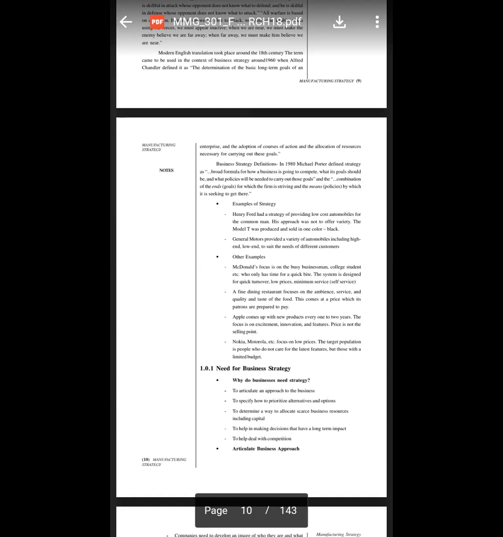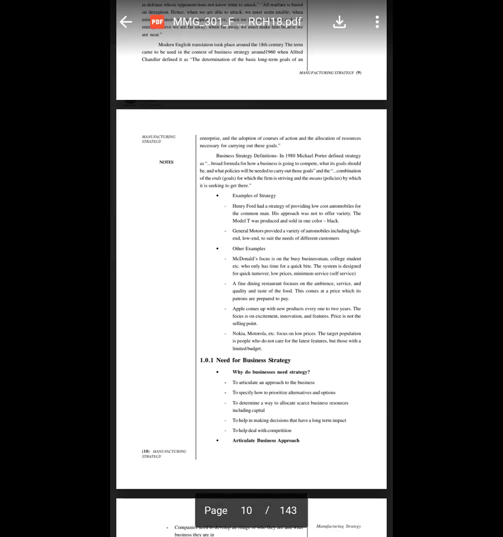Now let us discuss the next point they have written: Nokia, Motorola, etc. focus on low prices. The target production is for people who do not care for the latest features but who have a limited budget. Now see, Motorola is an Indian company, you also know that, right? They are giving more focus to people who are lower middle class.